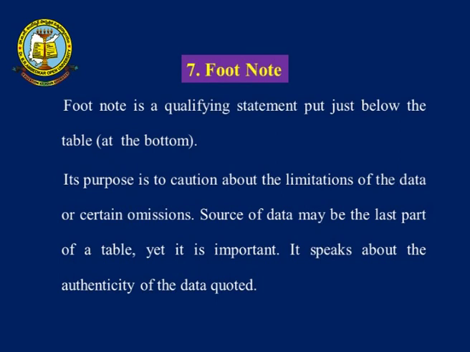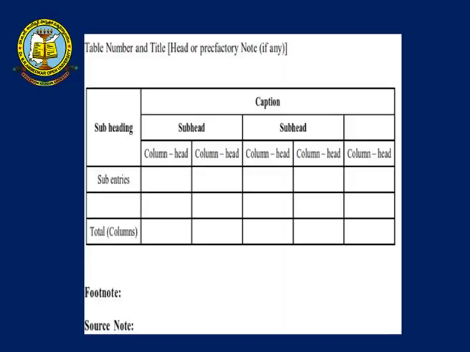It is important. It speaks about the authenticity of the data quoted. How many features have we discussed? Table number, title of the table, headnotes, stubs, captions, main body of the table, footnote. Now, I will give one example table here. I can show and explain one example table.